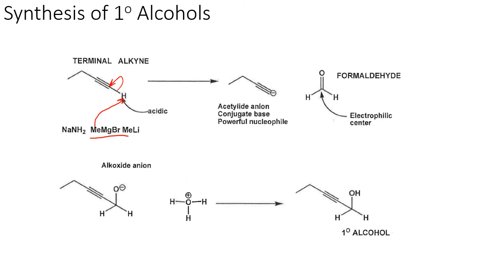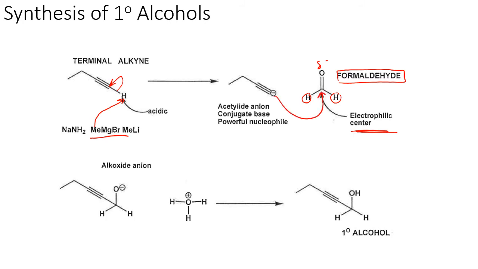Now imagine in the second step that we react with formaldehyde. Formaldehyde is the simplest of aldehydes where there is a hydrogen on both sides of the aldehyde. So we have a carbonyl, and the carbon of the carbonyl is going to be our electrophilic center because our oxygen is going to be partially negative. And so our acetylide anion is going to want to attack that carbon.